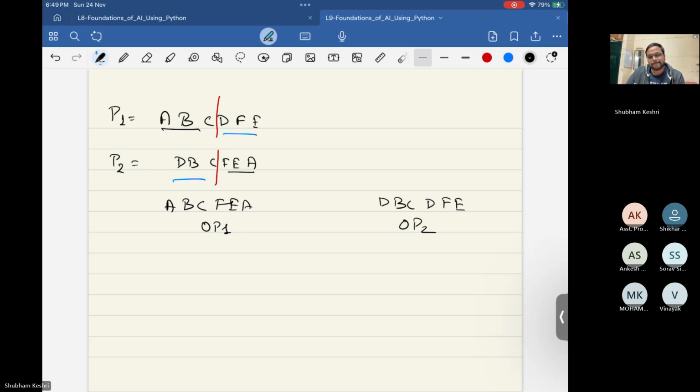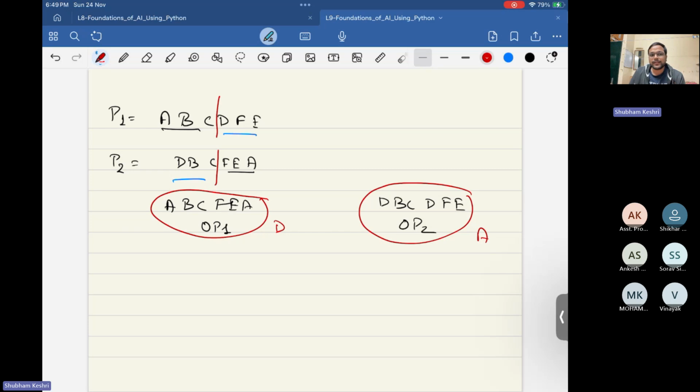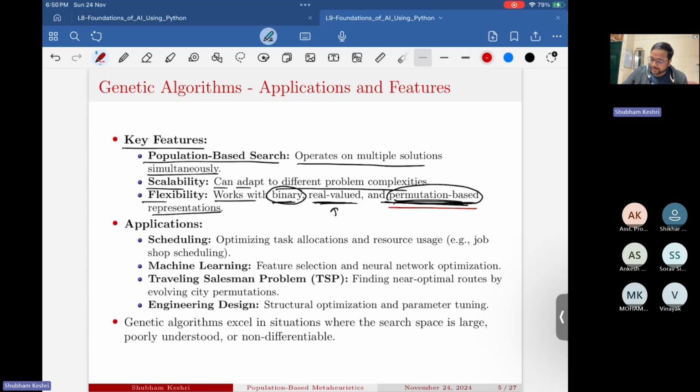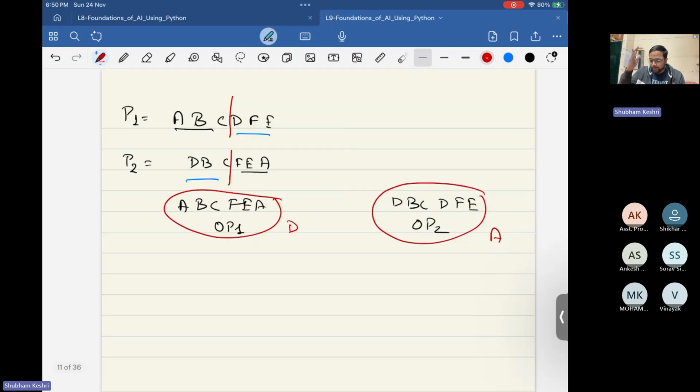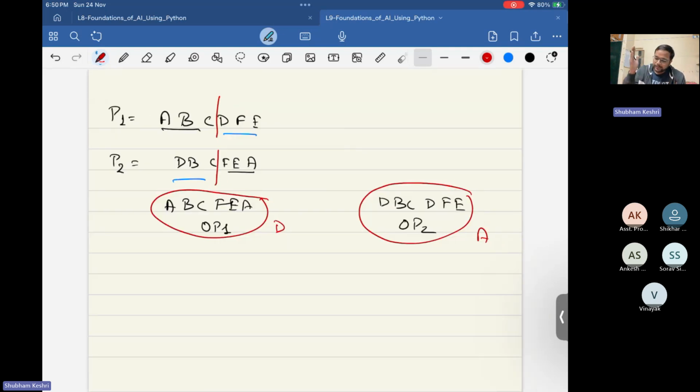Do you notice something here? You see? Offspring 2 is missing A. Yes, so over here it doesn't have A and over here it doesn't have D, right? So these are some technicalities you have to make sure of when you're doing crossovers. In permutation based representation, when you have a permutation and you're doing crossover, that permutation may not be preserved in the offsprings.